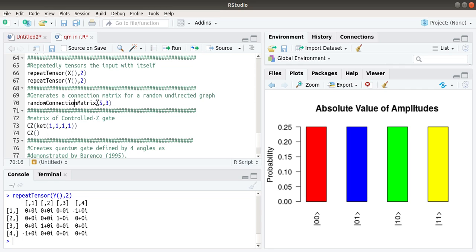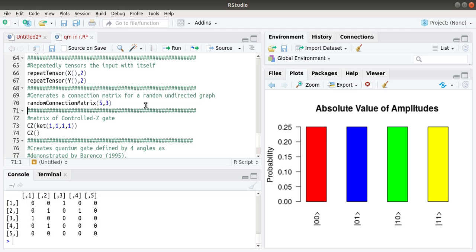So this command basically generates a random undirected graph, which means that we get a graph or a network, in which 1 is connected to 3, 2 is connected to 2, 2 is connected to 4, 3 is connected to 1, and we will get a result of such graph.